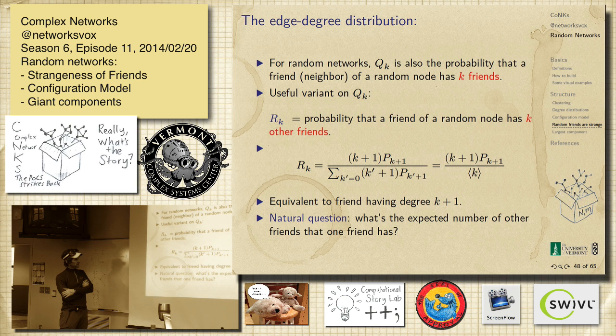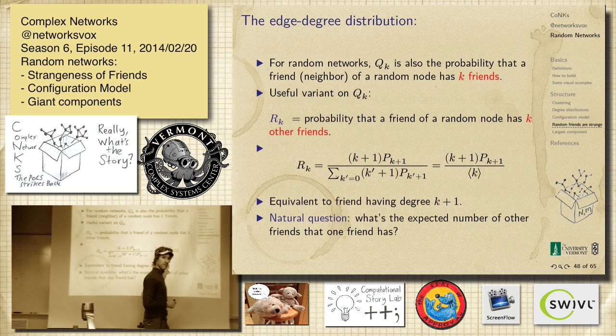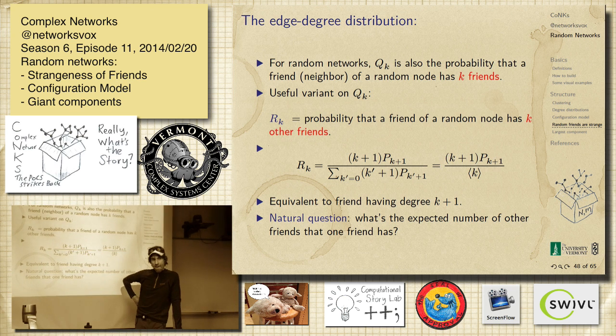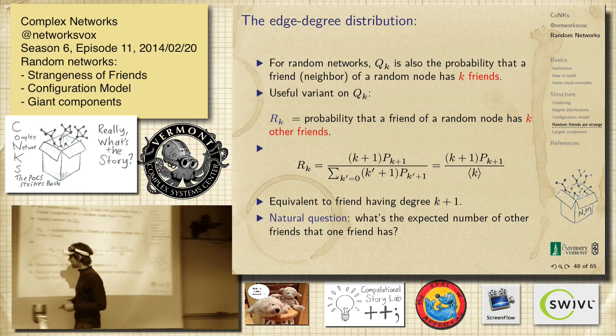So this is having a friend of degree k plus 1. Okay, so what's the expected number of friends that your friend has, if you're in a random network? The equation is an approximation because it starts from the factor k prime plus 1 starts from 1. Oh, this is an approximation? Yeah, no, it's exact actually, right?